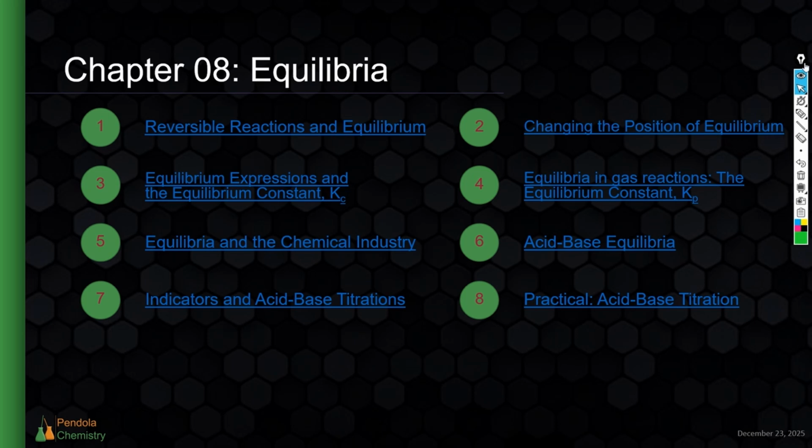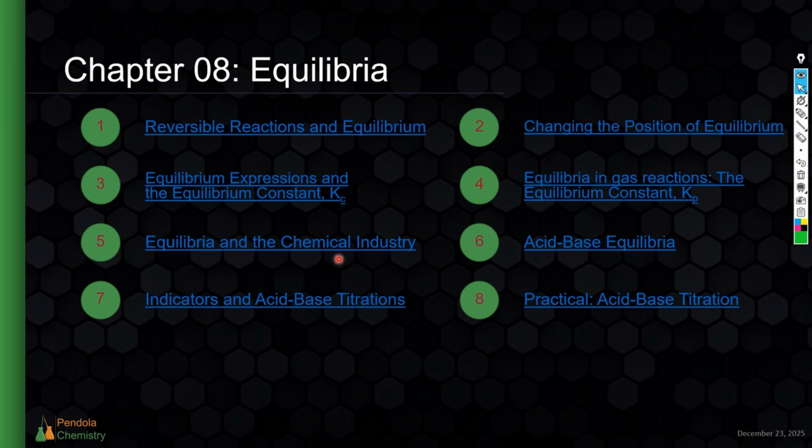Section 2 will start talking about how equilibrium changes depending on the different things that we can control. In section 3, we'll start talking about the mathematics that go along with equilibrium, looking at things like the equilibrium constant and the equilibrium expression. In section 4, we'll talk about the exact same topic of equilibrium constant and expression, but particularly with gas reactions using pressure.